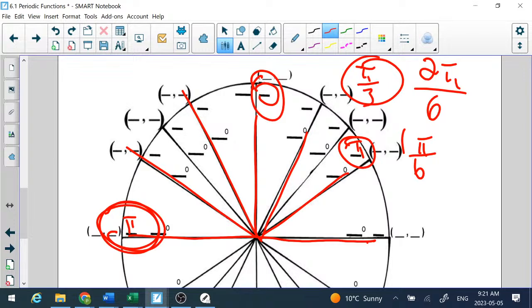Good job, Dustin. Yes, you were right, but you stole it. So you're right, pi over 3. You get it? Yes, it is plagiarism.